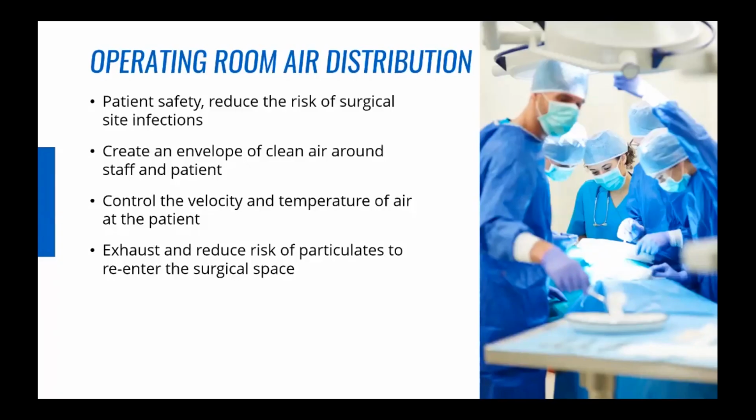So the general goals for operating room air distribution are, number one, first and foremost, we want to provide patient safety. We want to reduce the risk of surgical site infection. To do this, we have to create an envelope of clean air around the staff and the patient. Now, the patient is the obvious target, but the staff standing around the operating room table also need coverage. Our devices in the space need to be able to control the velocity and temperature of air at the patient, and we need to exhaust and reduce the risk of particulates re-entering the surgical space.